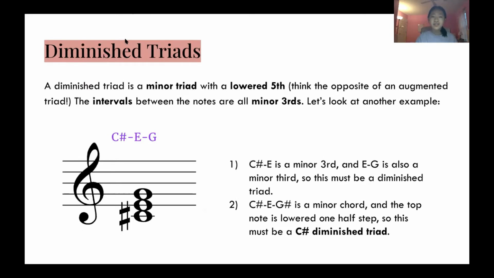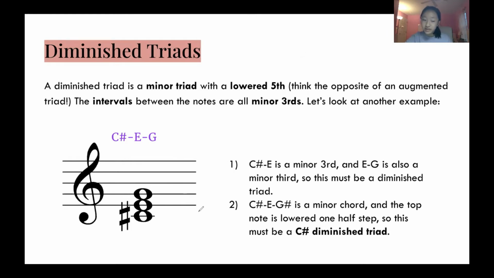All right, now we're on to diminished triads. So a diminished triad is a minor triad with a lowered fifth. So it's like the opposite of an augmented triad, and the intervals between all the notes are minor thirds. So again, if we draw these connections between the notes, C sharp to E is a minor third. I'm going to write it here. And E to G is also a minor third. So this must be a diminished triad.